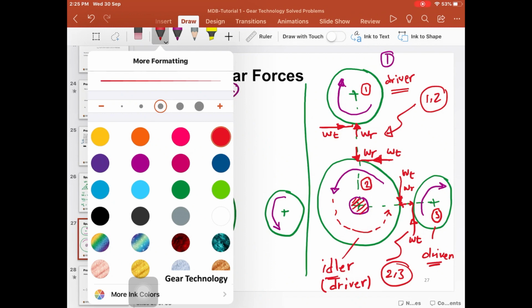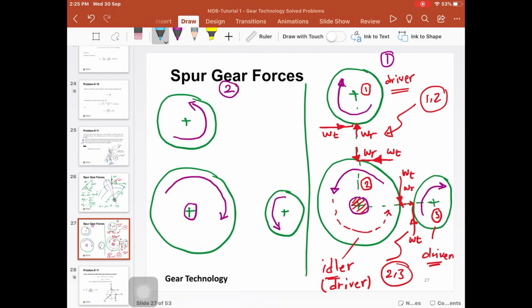I'll use another completely different color, maybe this cyan. This force here transmits in this direction. So this is Wr, coming from the right hand side. Then this force also acts as a horizontal force in this direction. So this is Wt. Then in the vertical direction, we have this Wr, which goes in this direction. And this force Wt goes in this direction as well.